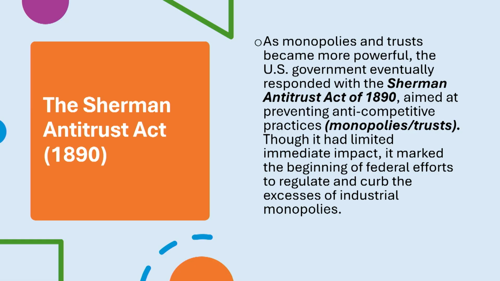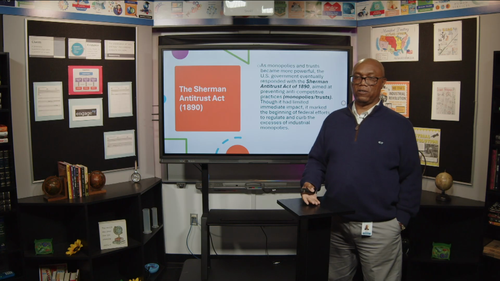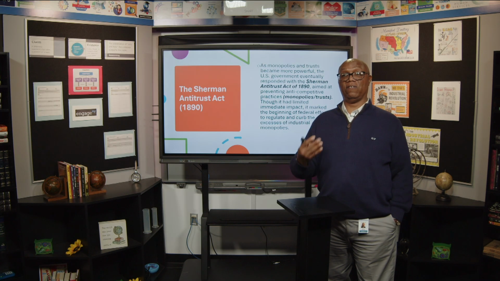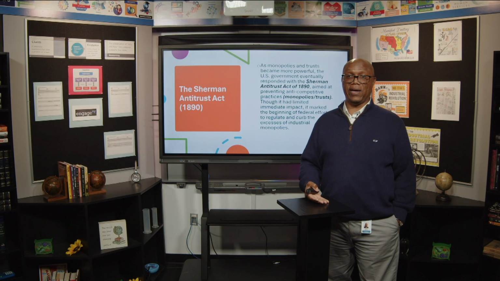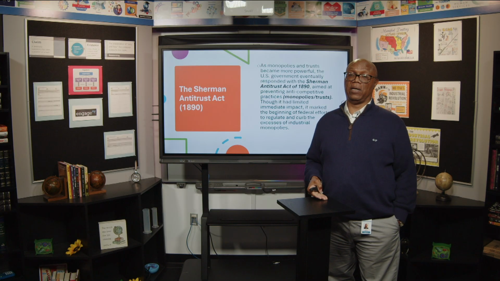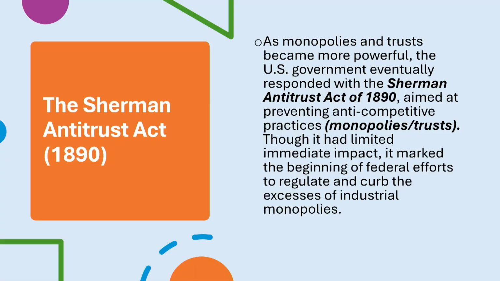The Sherman Antitrust Act. Now, we talked about this laissez-faire attitude when it came to government and its ideas about business, where businesses basically were left to their own devices. They could do pretty much anything without being regulated. The first attempt at regulation comes in 1890 with the Sherman Antitrust Act. Now, as monopolies and trusts became more powerful, the U.S. government eventually responded with the Sherman Antitrust Act of 1890, aimed at preventing anti-competitive practices like monopolies and trusts.